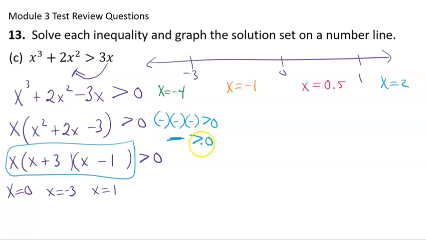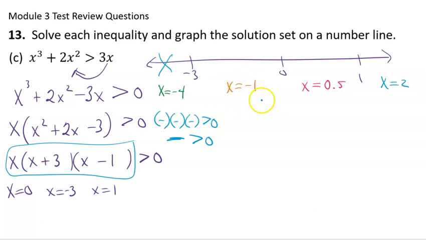But y'all, a negative times a negative times a negative is overall a negative. Are negatives greater than 0? No, they're not. Positives are greater than 0. So, without even thinking about the numbers, I have tested negative 4. See how I'm doing that? Let's try it again with negative 1.